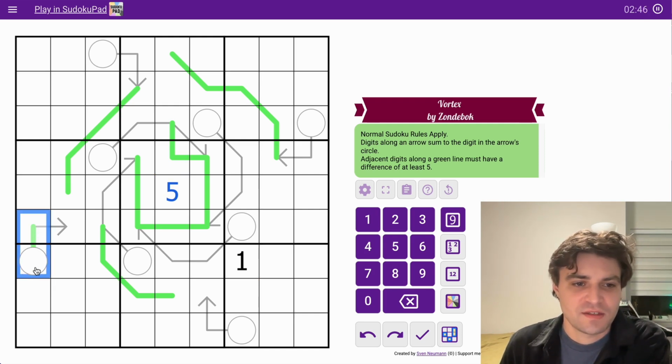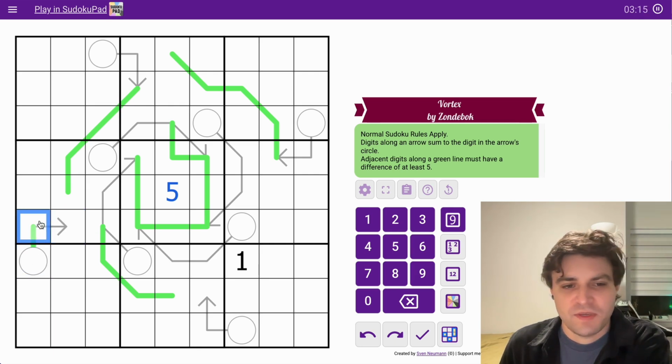I guess these two digits are on a green line, which means that they're separated by at least 5 units. So that means this number needs to be at least 5. This could be a 1, and this would be a 6, maybe. They'd be separated by 5 units. But for that to happen, this would need to be at least a 5, 6, 7, 8, or 9. Something like that. And then what that would mean is that this needs to be a low number.